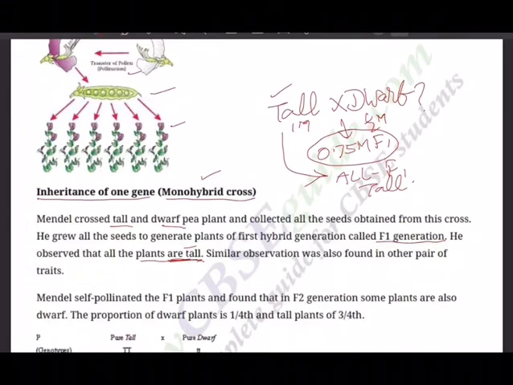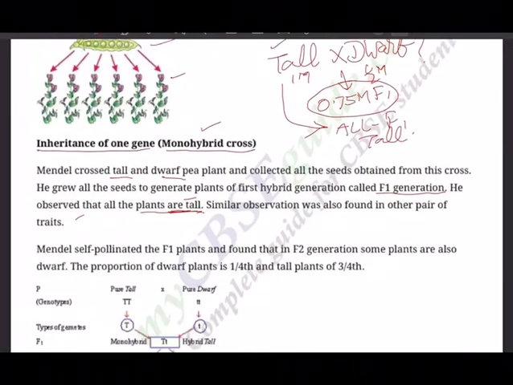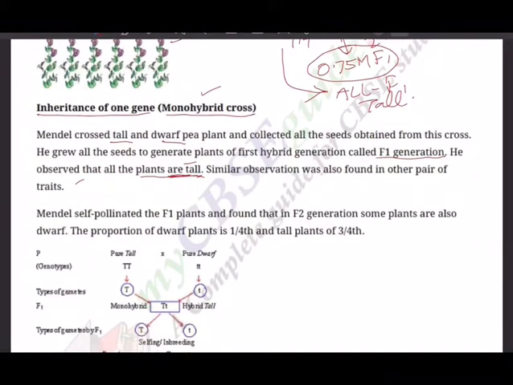A similar observation was also found in other pairs of traits. He not only did it for the length of the plant, he did it for all the 7 contrasting characters that we have listed in our previous session. So what has he done? Mendel self-pollinated F1 plants and found that in the F2 generation some plants are also dwarf.